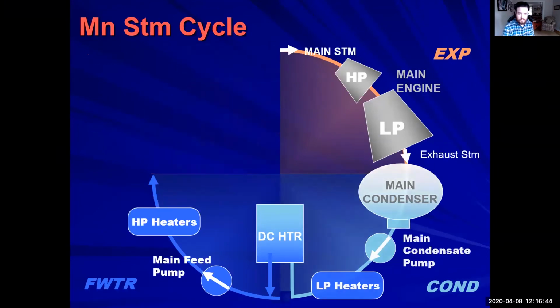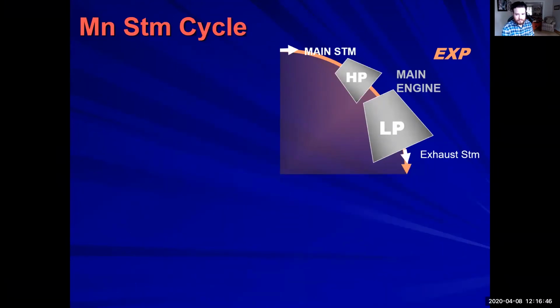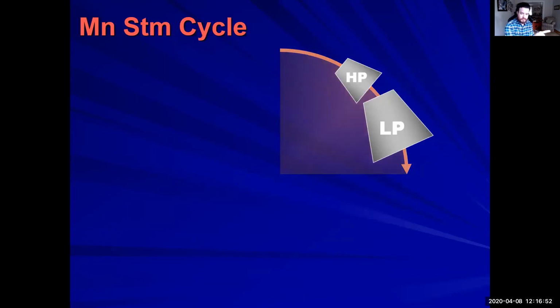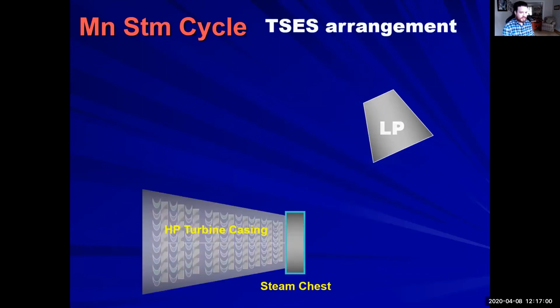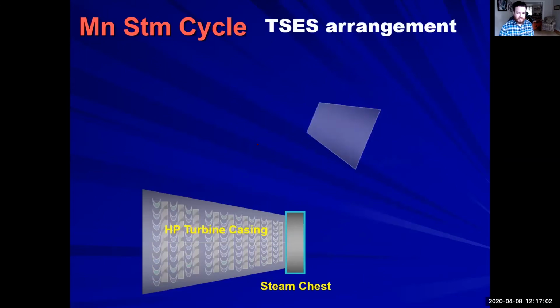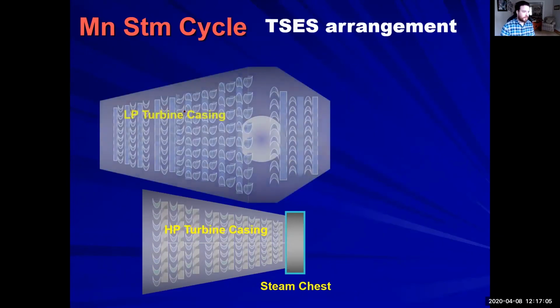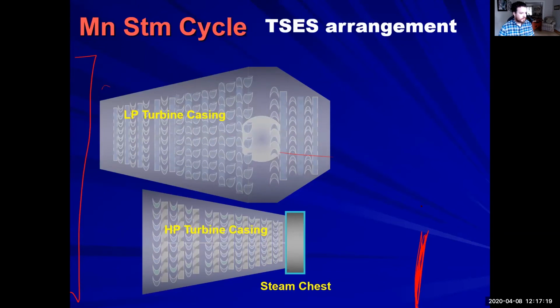Now, if we look at this, sometimes these animations are just a little slow. And we look at the arrangement on the TSES. All right, we have our high pressure turbine, and we have our low pressure turbine. We have the main boilers over here, and over here we have the throttle box and that whole assembly. Okay, just keep your bearing.